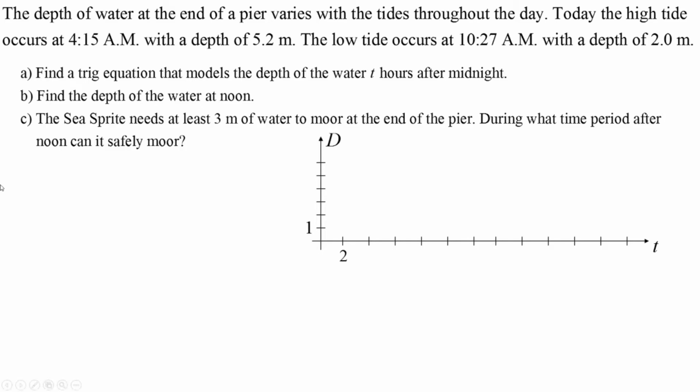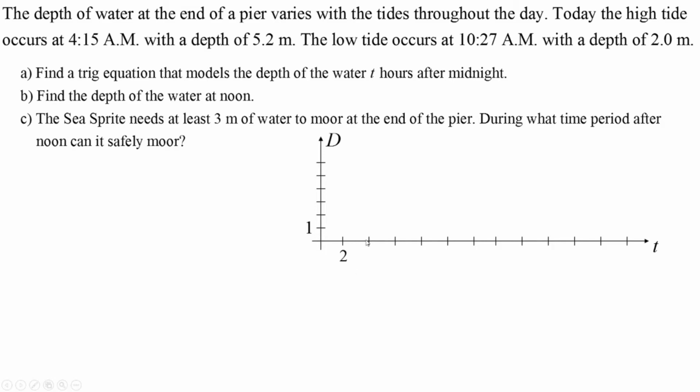So the depth of water at the end of a pier varies with the tides throughout the day. Today, the high tide occurs at 4:15 a.m. with a depth of 5.2 meters. All right, so I'm going to plot that point. My input is time, and that would be 4:15, and my output is depth in meters, which would be 5.2 meters. So 4:15 would be, think about that as a decimal in hours. That would be 4.25 hours.